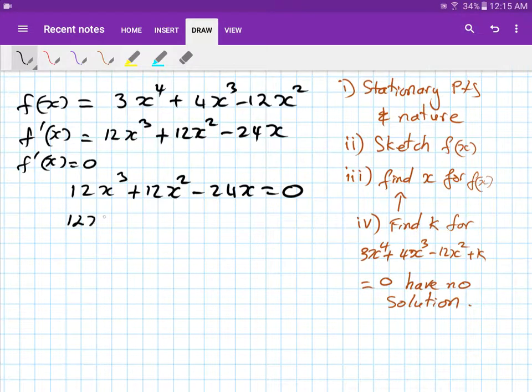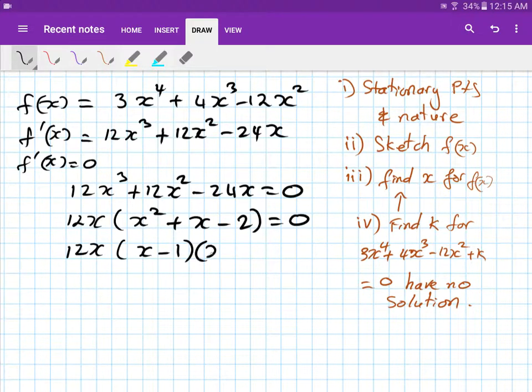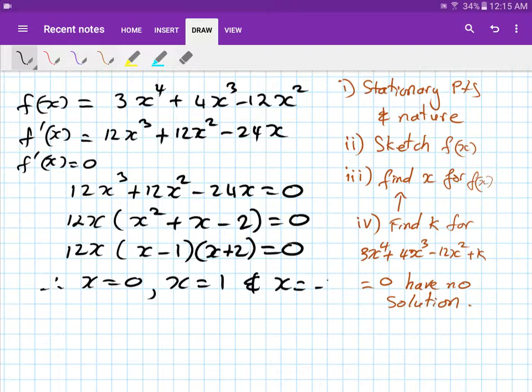This implies that 12x^3 + 12x^2 - 24x = 0. I take the 12x out, leaving me with 2x^2 + x - 2... so 12x(x - 1)(x + 2) is equal to 0. Therefore, x equals 0, x equals 1, and x equals negative 2. These are the x values for the stationary points. So now we're going to find the y values. Of course, we need to do that.